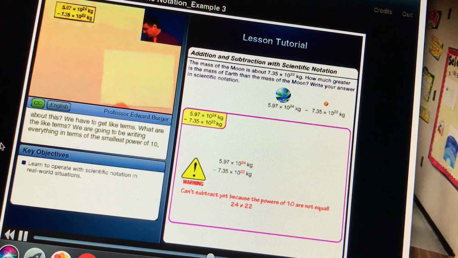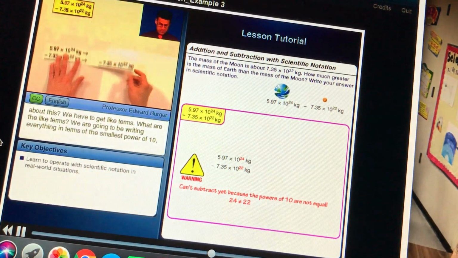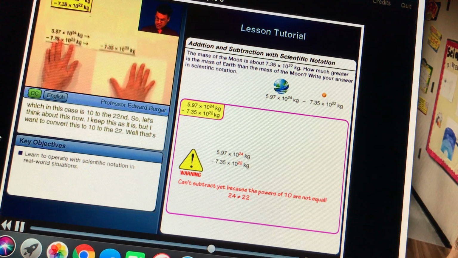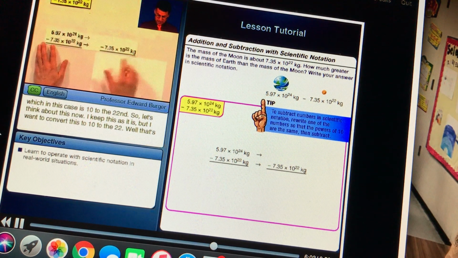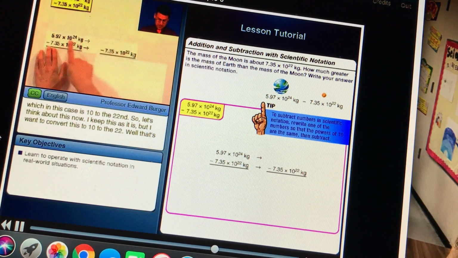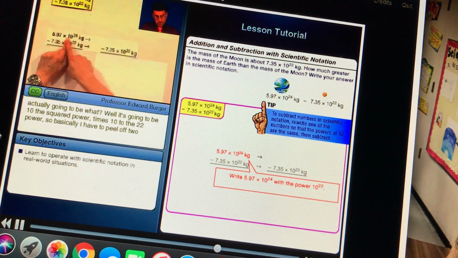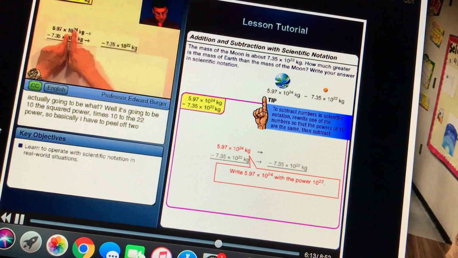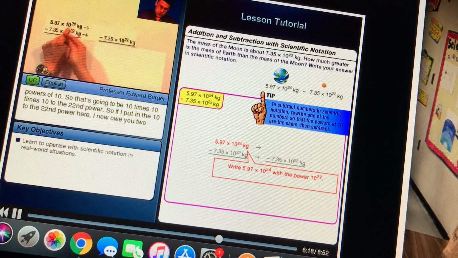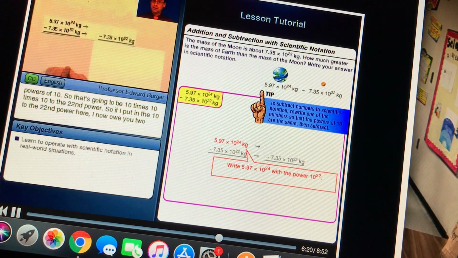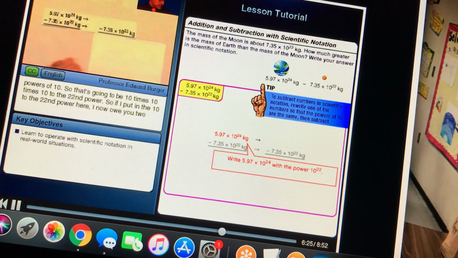And so how should we think about that? We have to get like terms. What are the like terms? We're going to be writing everything in terms of the smallest power of 10, which is in this case 10 to the 22. So let's think about this now. I keep this as it is, but I want to convert this to 10 to the 22. Well, that's actually going to be what? Well, it's going to be 10 to the squared power times 10 to the 22 power. So basically I have to peel off 2 powers of 10. So that's going to be 10 times 10 times 10 to the 22nd power.